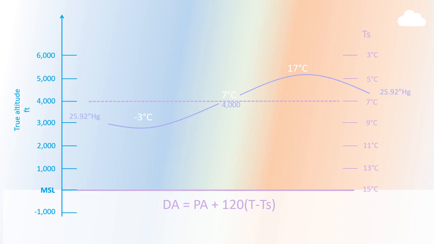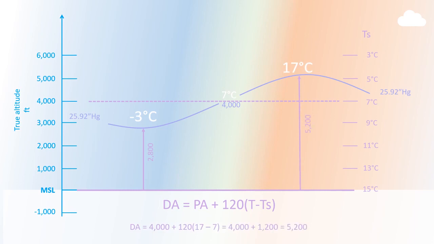Let's crunch some numbers. Starting with chilly air. At a pressure altitude of 4,000 feet, the temperature is a frosty minus 3 degrees Celsius, 10 degrees cooler than the standard 7 degrees Celsius. Plugging these numbers into the equation, we get a density altitude of 2,800 feet. In the warm region where the outside temperature is 17 degrees Celsius, the density altitude jumps to 5,200 feet.